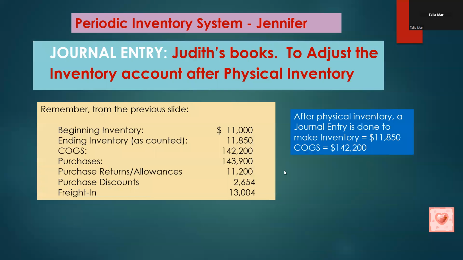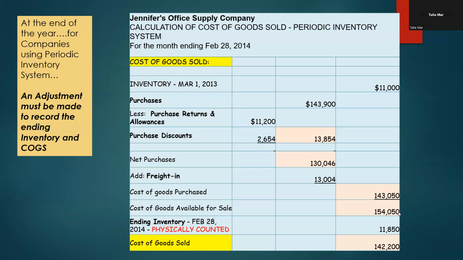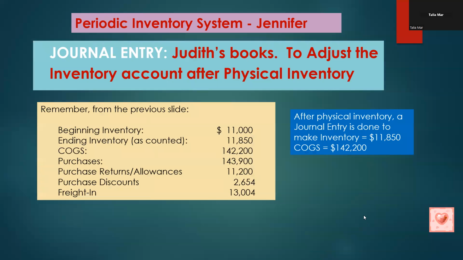All right. Now, at the end of a period, we say, these are our balances in all these accounts, okay? But remember from the previous slide, we took inventory and it was 11,850. That's a physical inventory where you're walking out on the floor and you're physically counting, okay? So we know that our ending inventory in our T account has to be 11,850. We also know, because we calculated it, the cost of goods sold is 142,200.